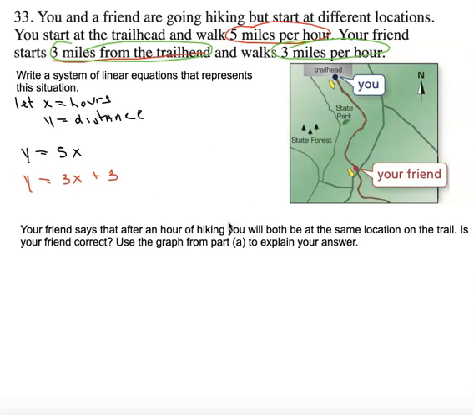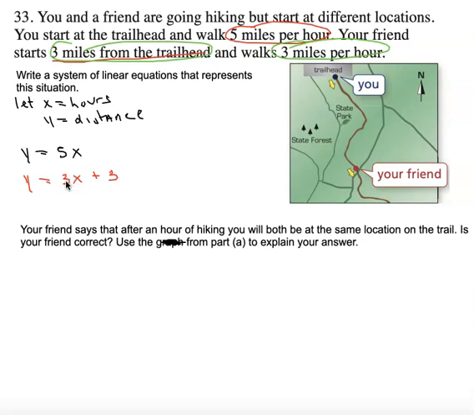And then the question says, you and your friend say that after an hour hiking, you will both be at the same location on the trailhead. Whatever it asks you for, if it says to graph or use substitution or use elimination, you could ignore what it tells you to use. These are all the applications. You know all the mechanics at this point. Use whatever technique you want.